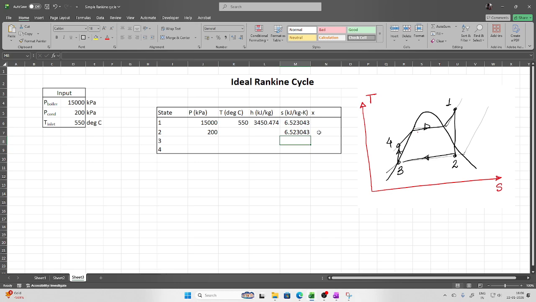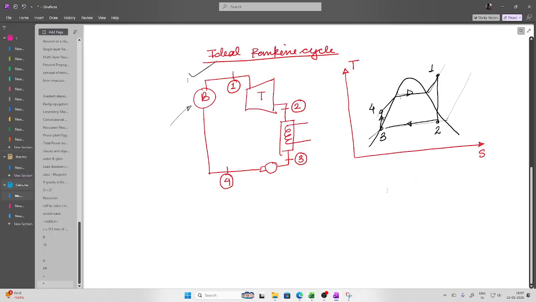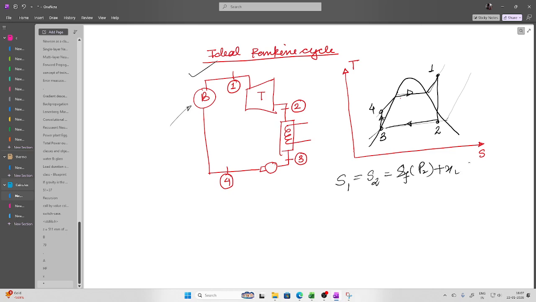So here what I'll do is I'll take the same value of entropy. Now based on this, I will be evaluating the dryness fraction. If the dryness fraction comes out to be less than 1, then it should be inside, otherwise it should be outside. So how can that be done? If you are using pen and paper, what you could have done is evaluate S1, keep that S1 equal to S2, and then based on this condenser pressure find out the entropy Sf, plus x2 times Sfg, and that's it. From here you can evaluate this x2.